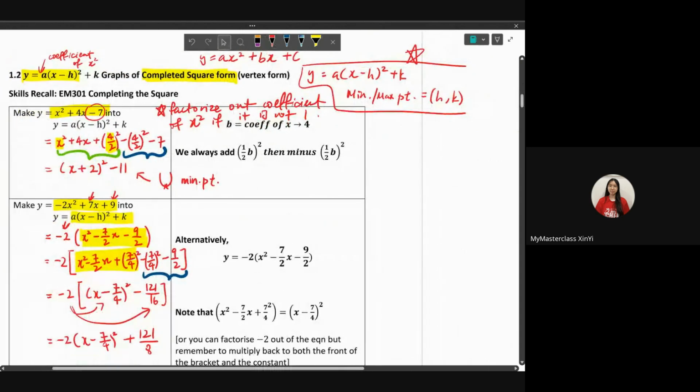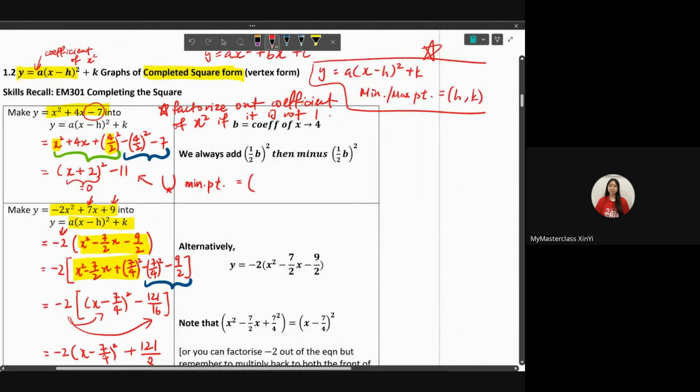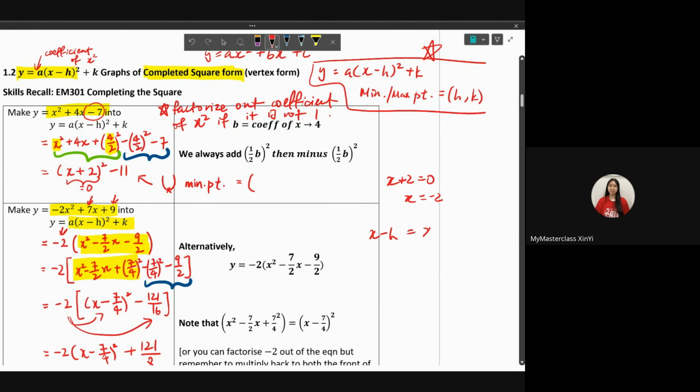So in this case, for the first example, your h is not 2. It is negative 2, because you're going to treat this as equal to 0. Then x plus 2 equals 0, so your x should be negative 2. Or you can also view it this way. If this is x minus h, this term inside is equal to x plus 2. Then your h, if you move over, this is your x, then x plus 2 plus h. Then you shift your x over to the other side, so x minus x equals 0, 2 plus h. So your h is actually negative 2.